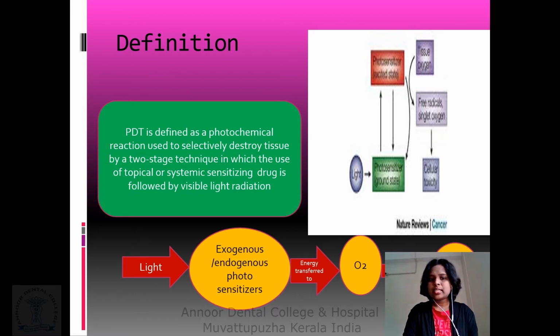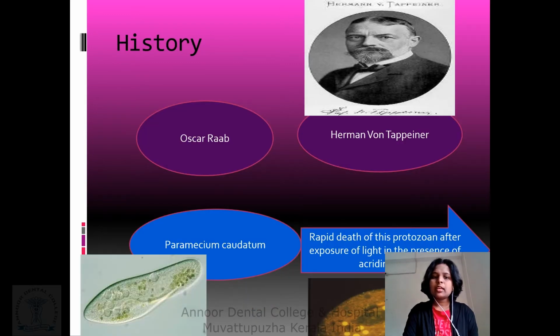Photodynamic therapy is defined as a photochemical reaction used to selectively destroy tissues by a two-stage technique, in which the use of a topical or systemic sensitizing drug is followed by visible light radiation. It was discovered by Oscar Raab, but it was used in the medical field by Hermann von Tappeiner. It was first discovered by the rapid death of a protozoan, Paramecium caudatum, by exposure to light in the presence of a chemical known as acridine.